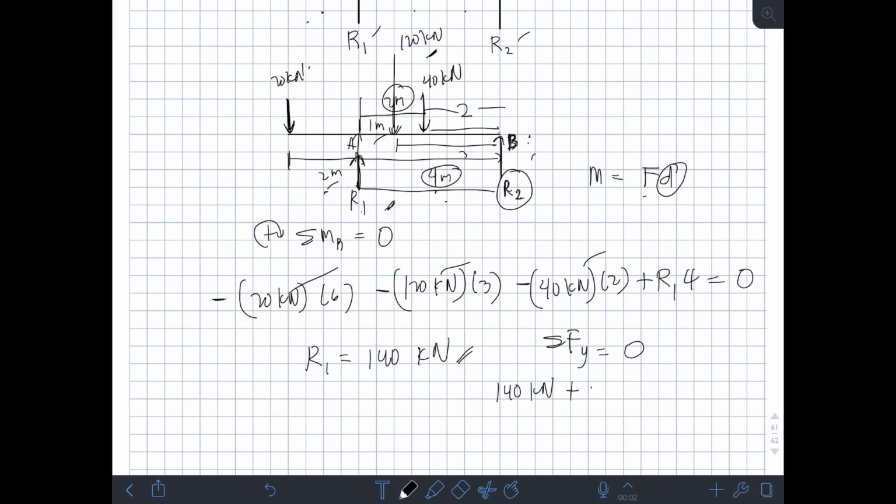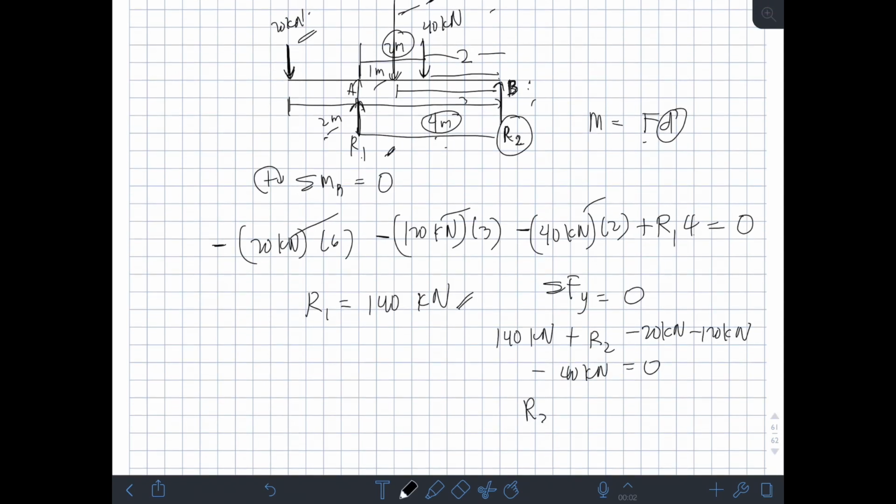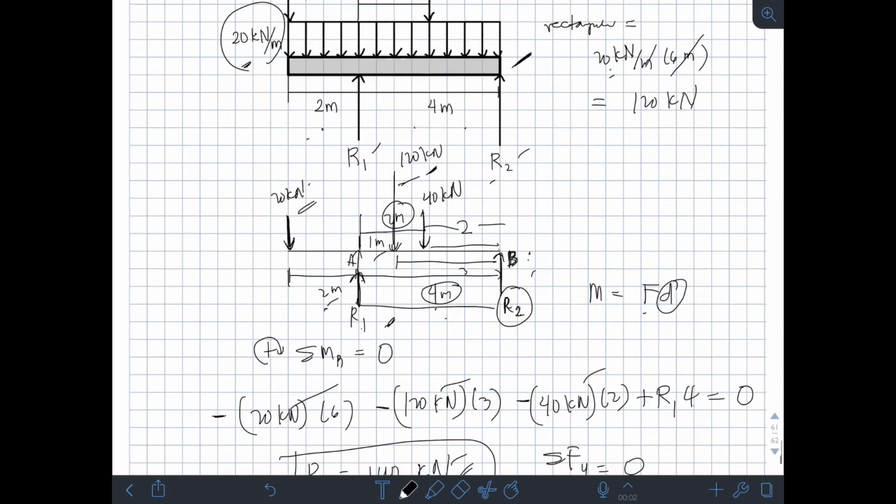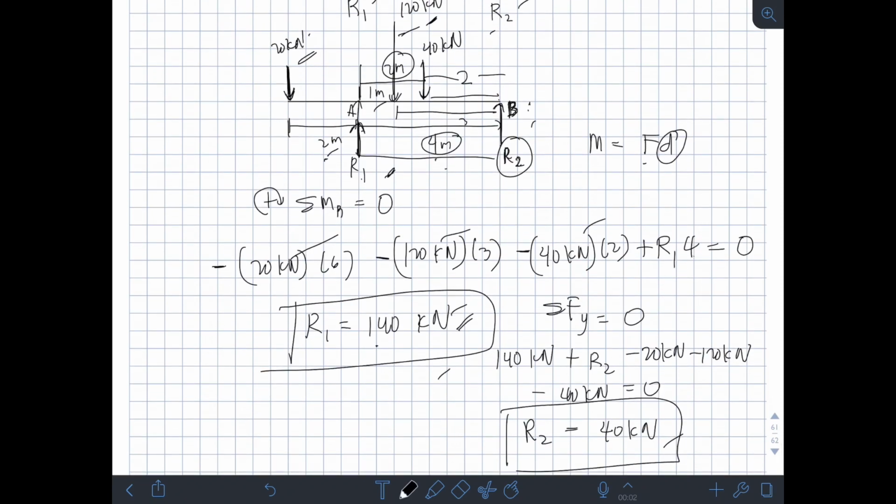R2 is upward, but still unknown. Then, all of the downward forces are negative. So, minus 20 kN, minus 120 kN, minus 40 kN equals 0. Solving this equation for R2, we get R2 is 40 kN. Therefore, the answer is R1 is 140 kN and R2 is 40 kN. We forgot to put choices, but the answer should be R1 is 140 kN and R2 is 40 kN.